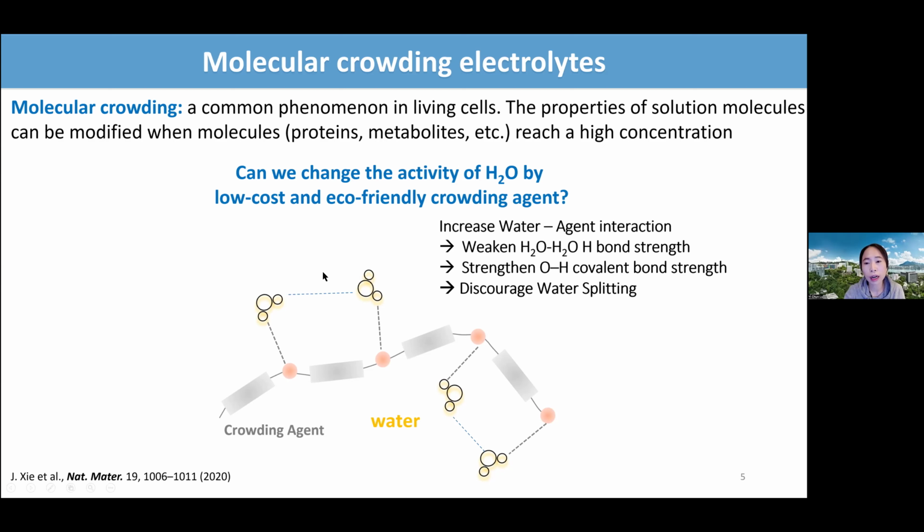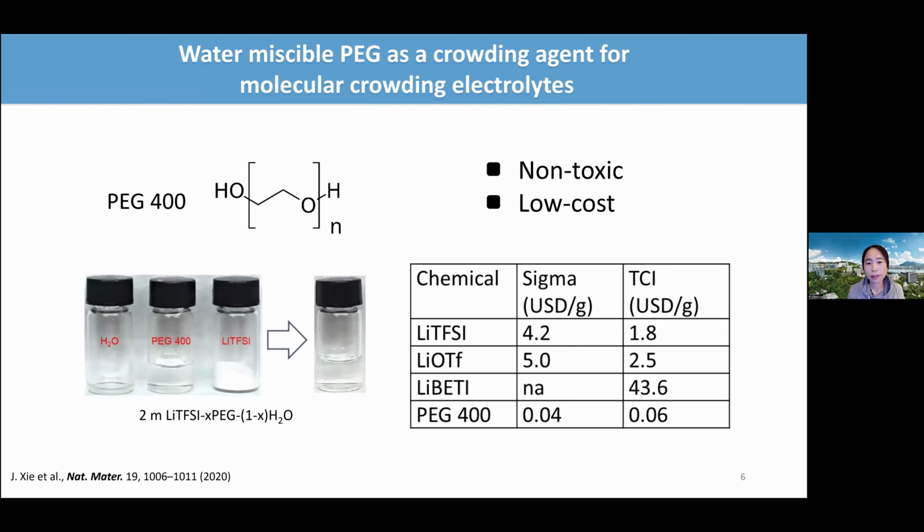And so the weakened hydrogen bond network from the water-water interaction will help to strengthen the OH covalent bond, because now the water is surrounded by the crowding agent instead of the water. And so therefore the hydrogen bond strength between the crowding agent and the water is weaker than the water-water hydrogen network. So by doing such replacement, we hope to strengthen the OH covalent bond strength, therefore discouraging water splitting.